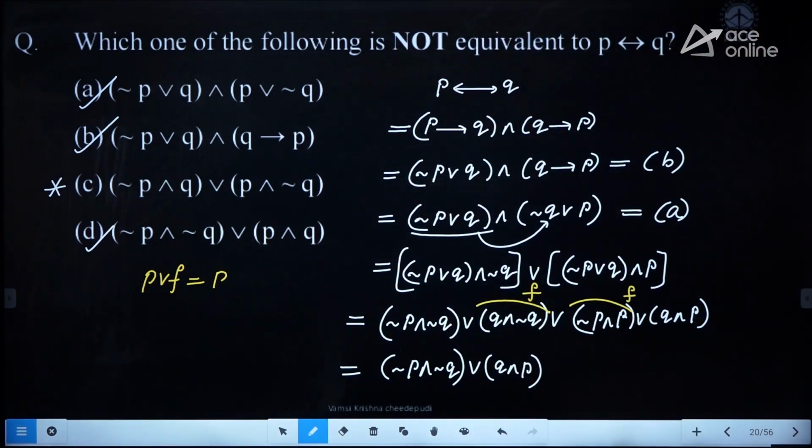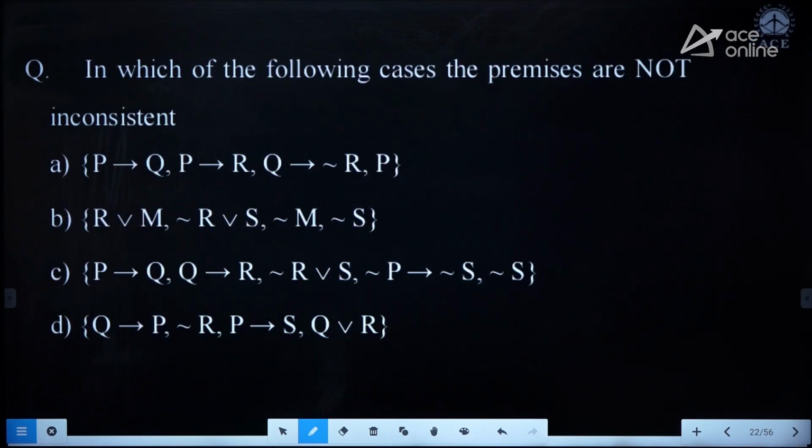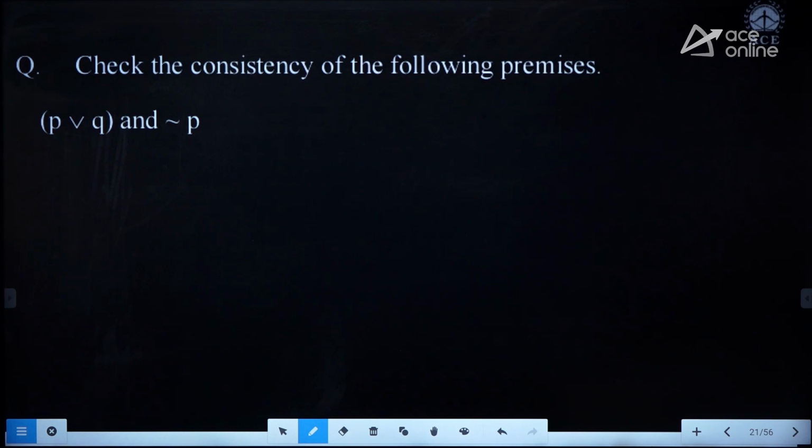Now let us discuss the questions on first order logic also. Check the consistency of the following premises. Yes, premises are nothing but the given facts, right? So in the logical inference, we consider that statements are always true. So they given two premises here, P1, P2, and if you take the conjunction of the premises, it should be true in at least one case. It is not required like all possible cases.